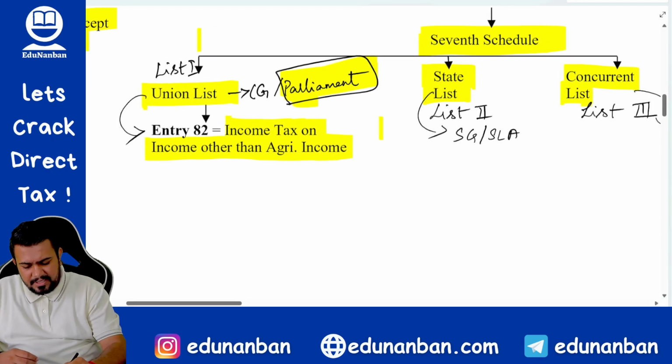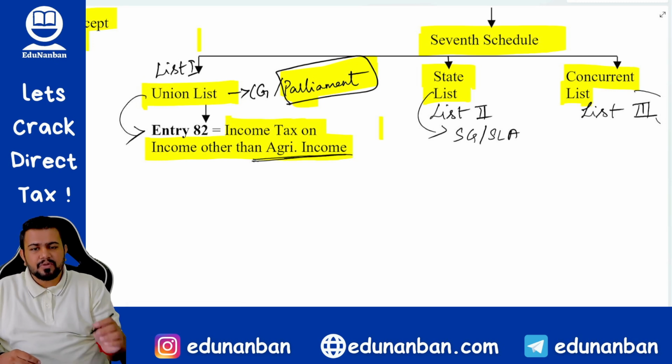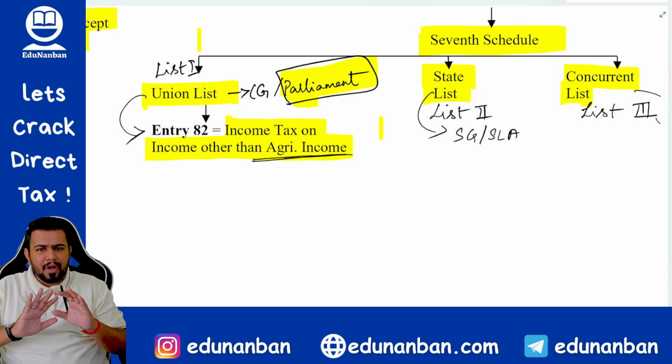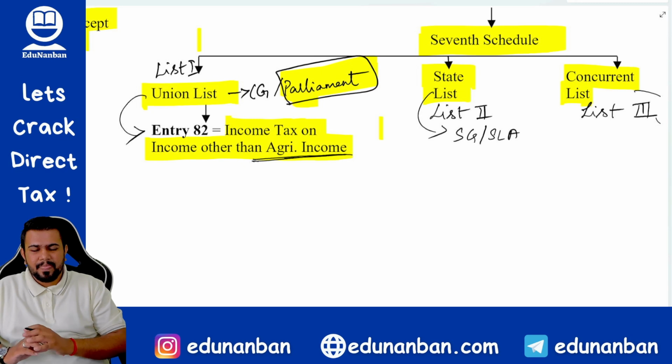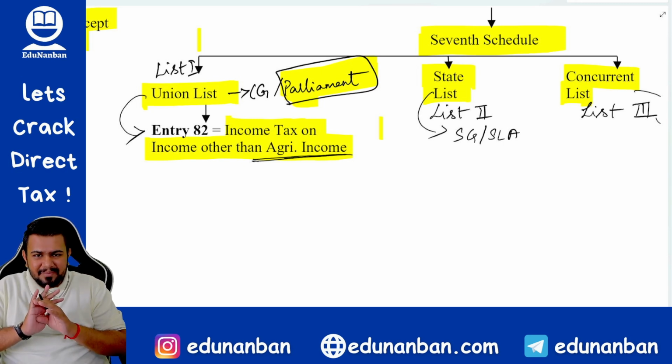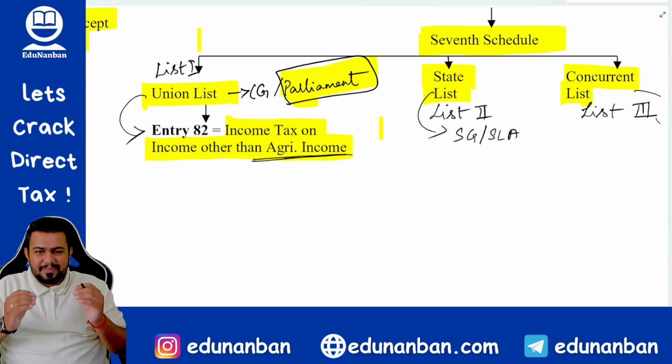Okay. But sir, here it is written income other than agricultural income. So, is agricultural income not liable to income tax at all? Because here it is clearly given that the parliament does not have any power to collect income tax on agricultural income. It means there is no income tax on agricultural income. Correct? You would also have heard from people that there is no income tax on agriculture in India. That is also true. But does it mean that income tax on agricultural income cannot be collected at all? Does it mean that nobody has the power to collect income tax on agricultural income?